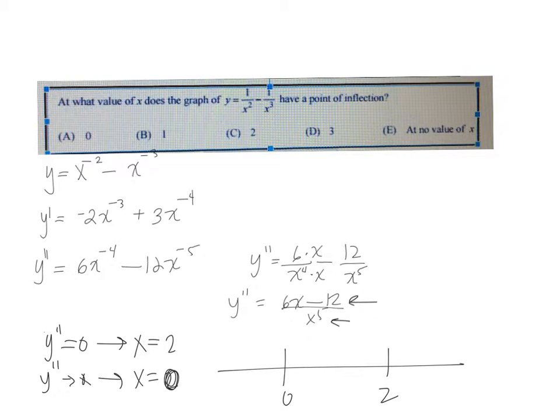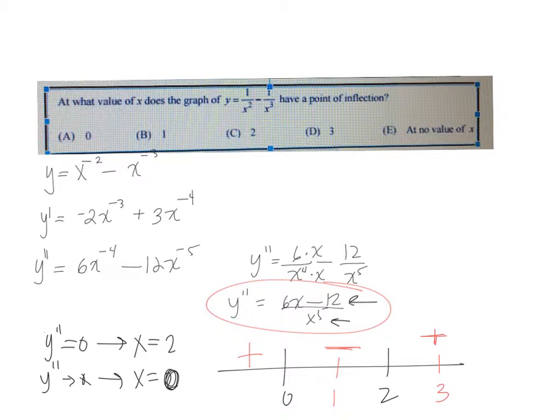So this is our second derivative. Let's check sign changes here. If I plug in negative 1, we've got negative 6 minus 12, which is negative, over negative to the 5th power, which is also negative, so that's going to be positive. If I plug in 1, I've got 6 minus 12, which will be negative, over a positive, so that will be negative. And if I plug in 3, I'll have a positive over a positive, so that will be positive.